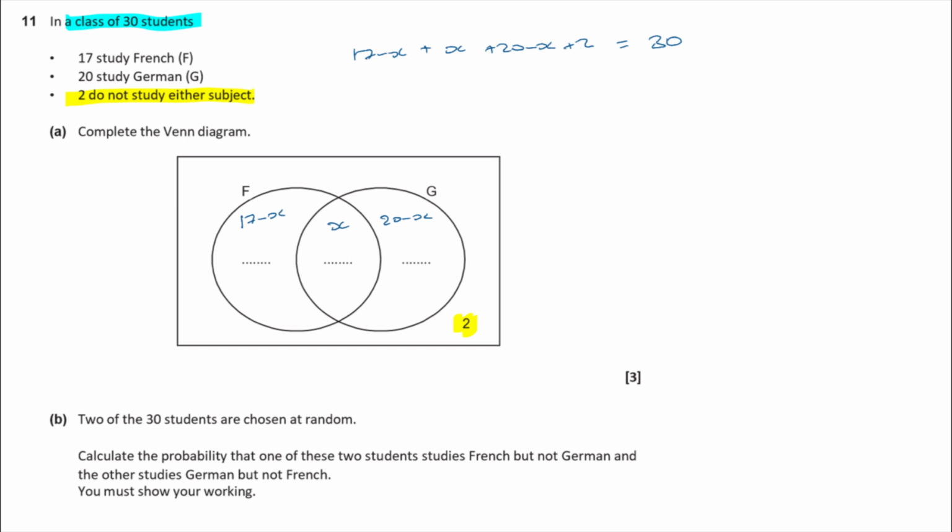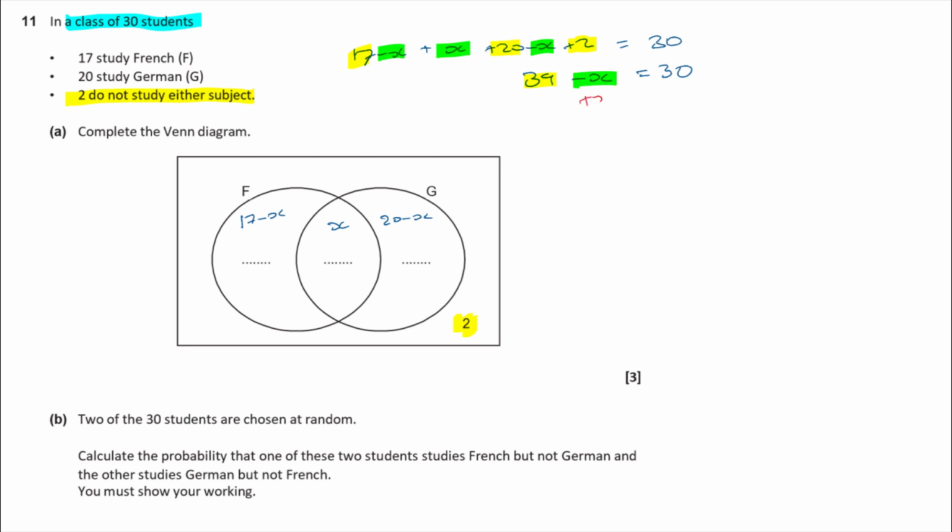Okay, so then it's just a matter of collecting like terms and solving for x then, isn't it? So I've got 17, 20 and 2, so that adds up to 22, 32, 39, so I've got 39. Okay, and then for x I've got minus x, x and minus x, that adds up to minus x. Okay, and then that is equal to 30.